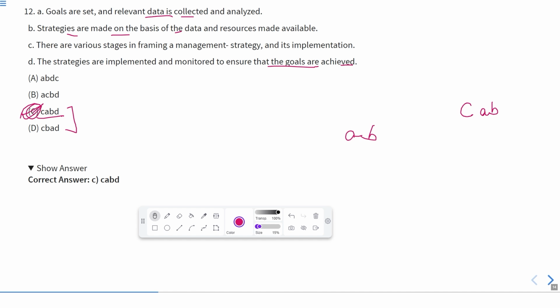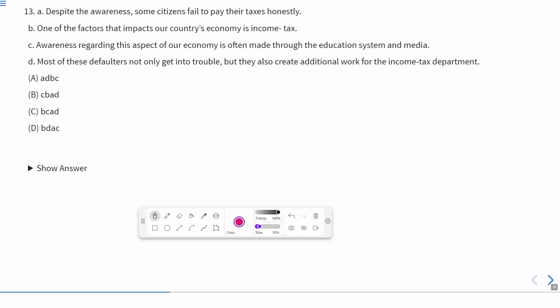Now let us move to the next one. I hope you have understood this situation, after you have understood this sequence, and now you have an idea how to solve these type of questions. Now let us move to the 13th question. Again, let us read A, B, C, and D, all the sentences one by one.